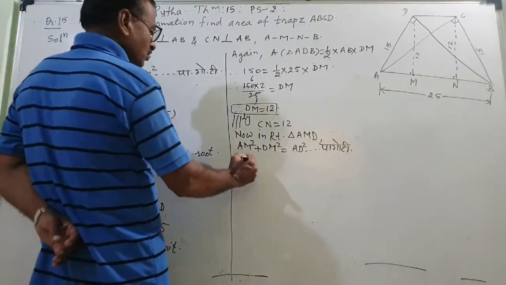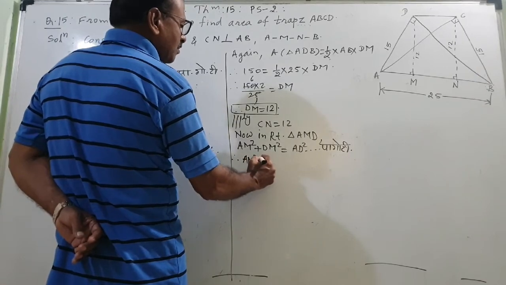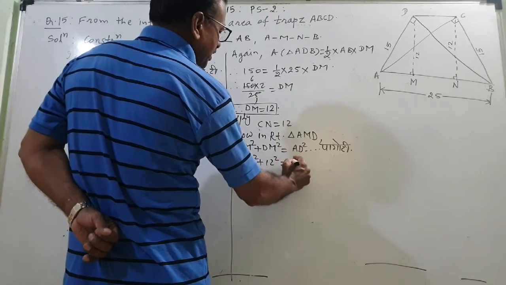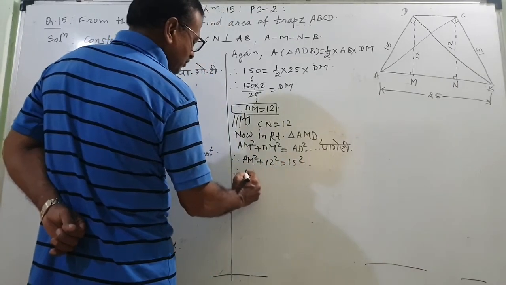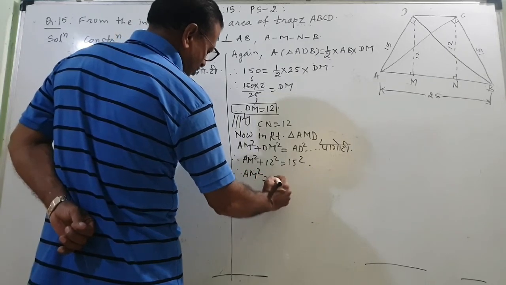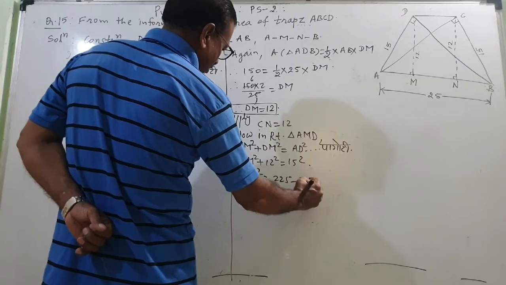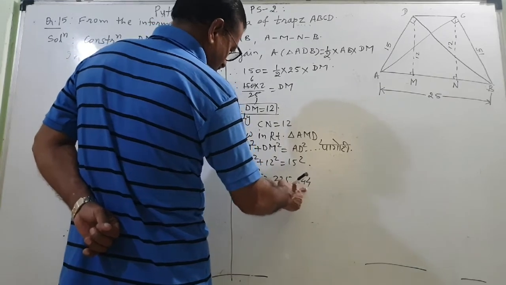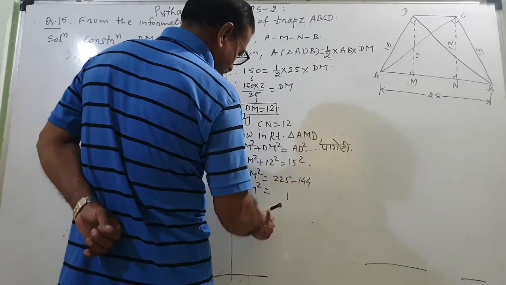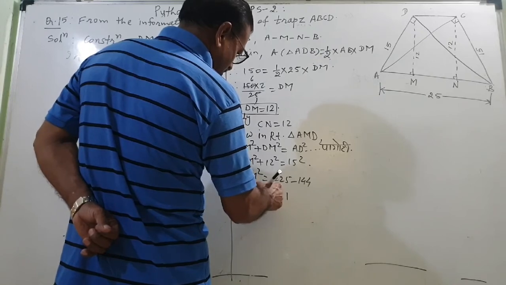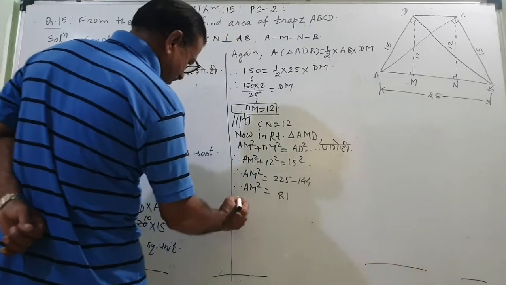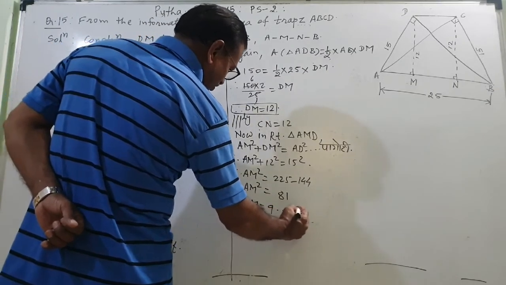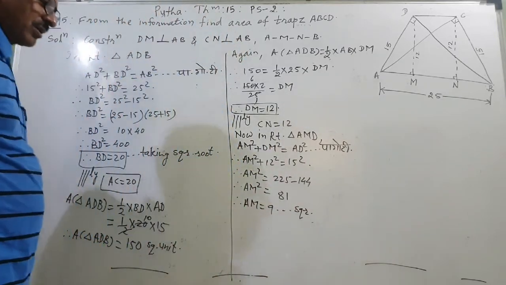Therefore, AM is how much? Don't know, that we have to find. AM square plus DM. DM is how much? 12. 12 square is equal to AD is 15 square. Therefore, AM square is equal to 225 minus 144. Therefore, AM square equal to, so 5 minus 4 is 1 and 2 minus 4, 8, 81. Therefore, AM is equal to 9, taking square root. I am writing in the shortcut, you don't write in the shortcut.